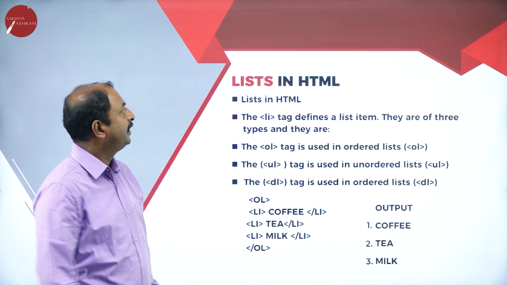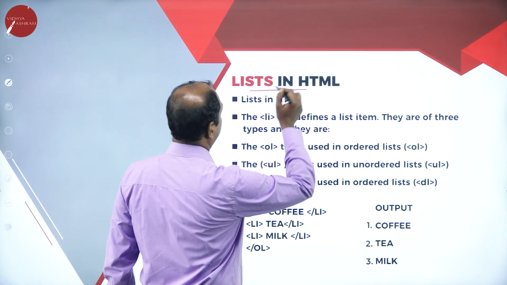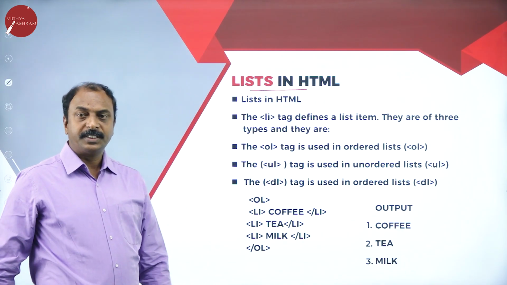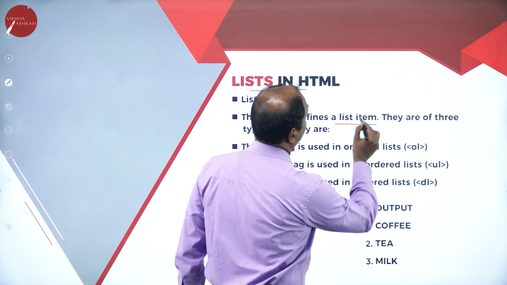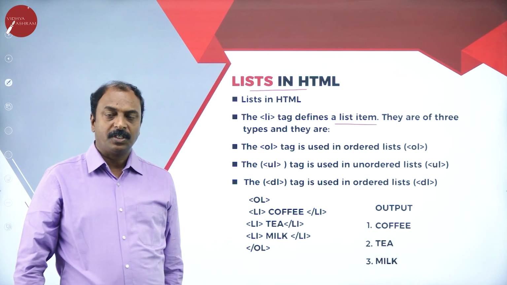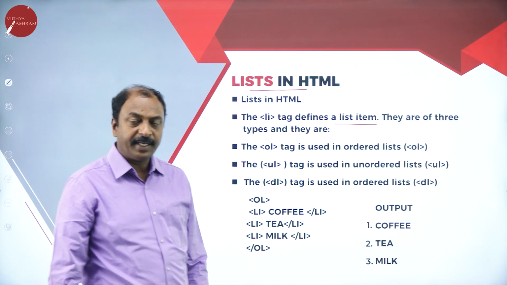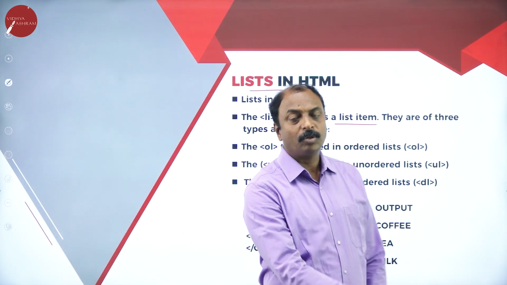In the next slide, lists in HTML. Now what are lists in HTML? The list tag defines a list of items. So what is the meaning of a list of items? Generally in our day-to-day life, we prepare so many lists.